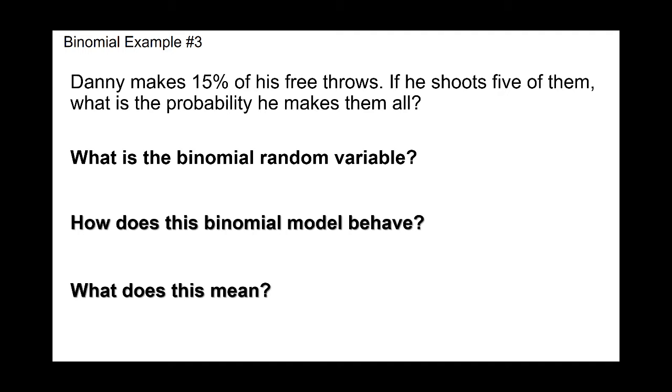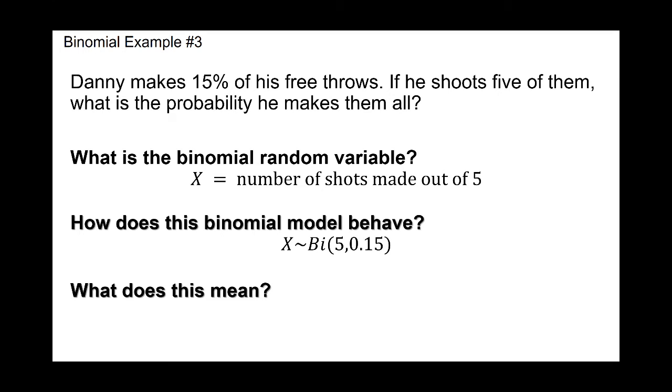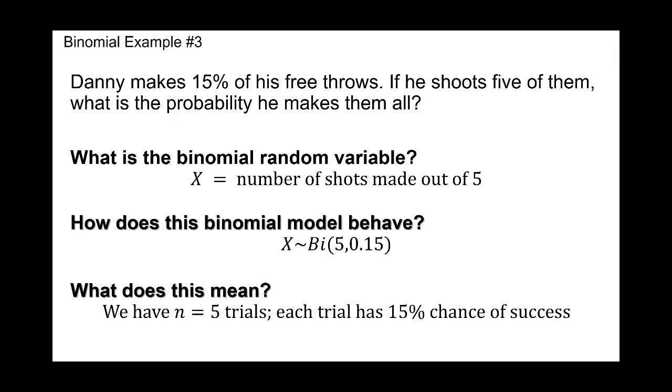So he makes 15% of his shots, and let's say he shoots 5. What is the probability he makes them all? So what is the binomial random variable? That's the number of shots made, not out of 2, not out of 3, it's out of 5. How does this behave? Well, on each trial we have 15% chance of success. So we have 5 trials and 0.15 as our p. So what does this mean? Well, we have 5 trials, and on each one of these individual trials, it's not a 90% chance of success like with Ray Allen, it's a 15% chance of success.